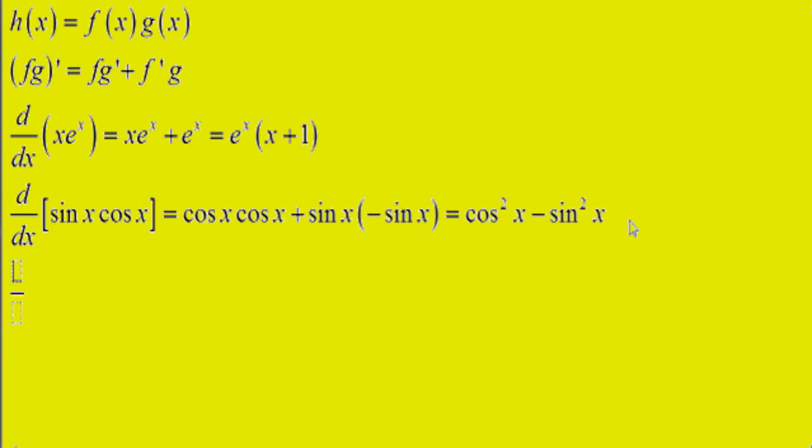Let's do another one. Let's say d over dx of x squared ln of x. The same thing: derivative of the first, which is 2x, times the second, ln of x, plus the first, x squared, times the derivative of the second, which is 1 over x. You can simplify this, and that's your derivative right there. You can factor out an x if you want. So that's pretty much the product rule in a nutshell.